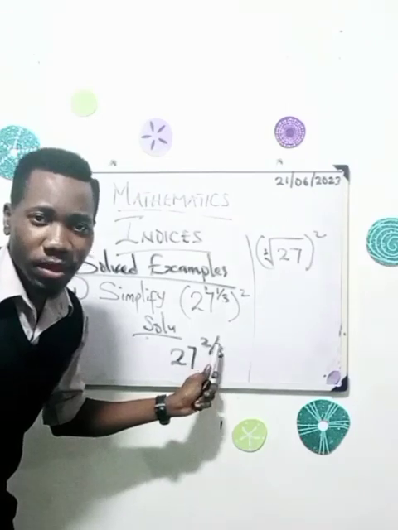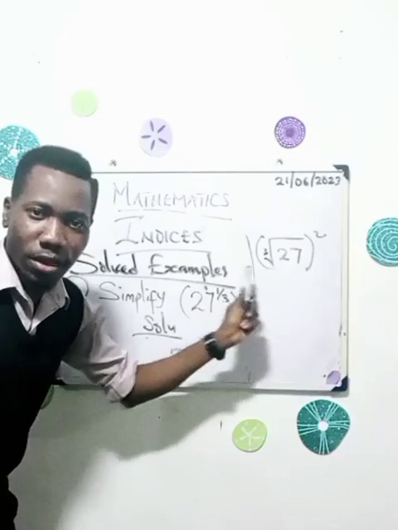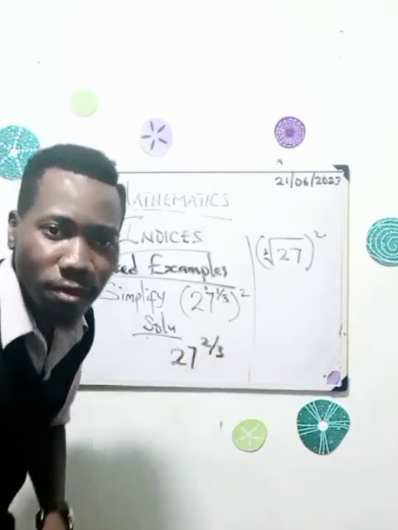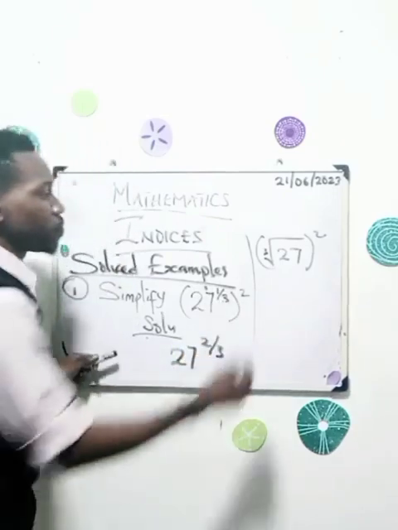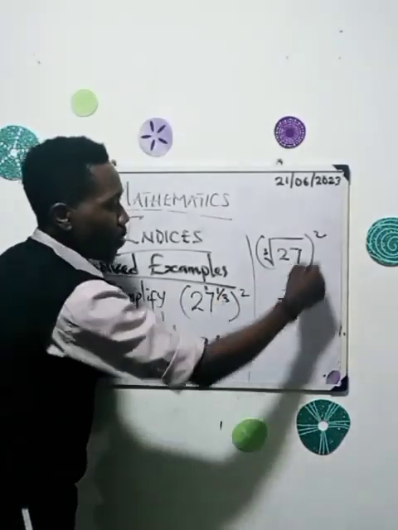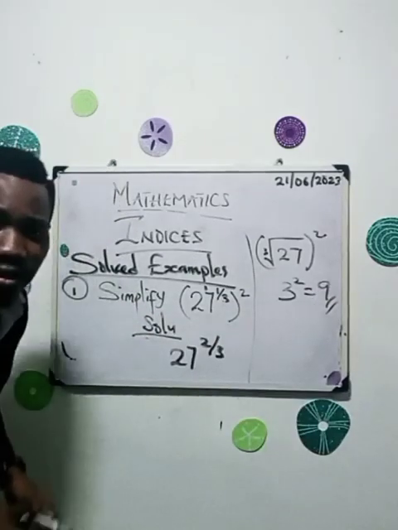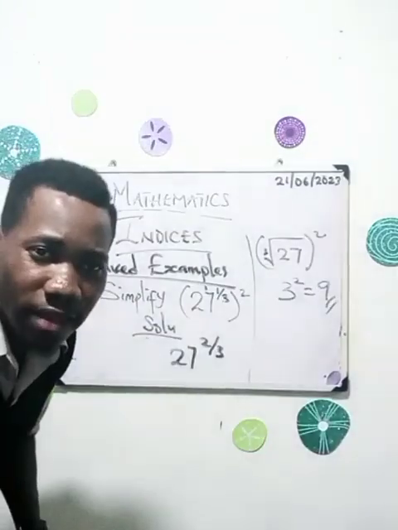Are we following? And by the way, if you had solved the one in the brackets first, then raised it to the power of 2, you're going to get the same thing back. So what is the cube root of 27? 3. So raised to the power of 2. 3 raised to the power of 2 is what? 9. That's it. So the answer is 9.